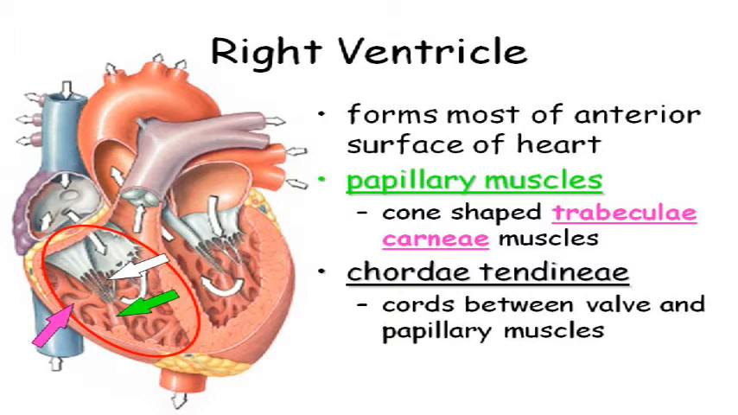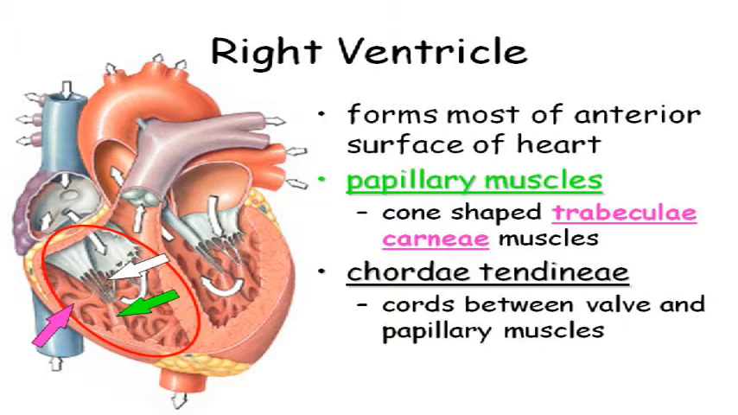Now, all of the right ventricle has these little ridges in here. They're called trabeculae carneae. So all of the muscular ridges inside, in fact it's inside both ventricles, not just the right ventricle, are called trabeculae carneae. And then you have specialized trabeculae carneae that are called papillary muscles.